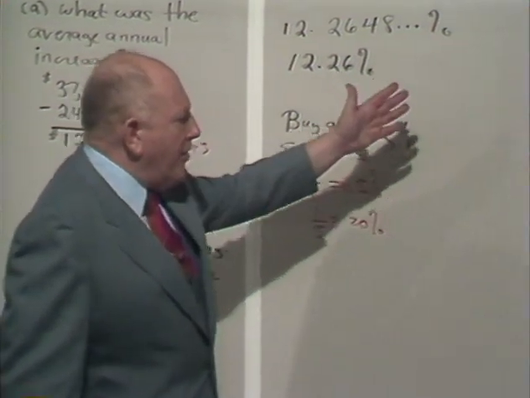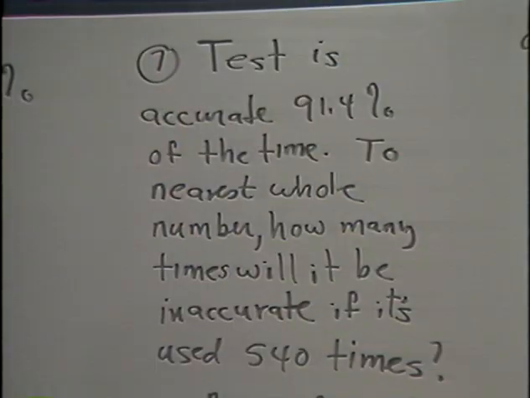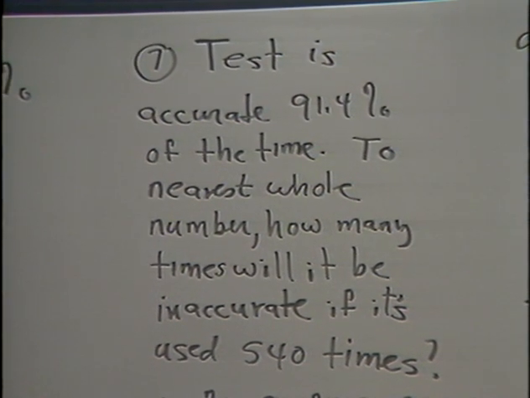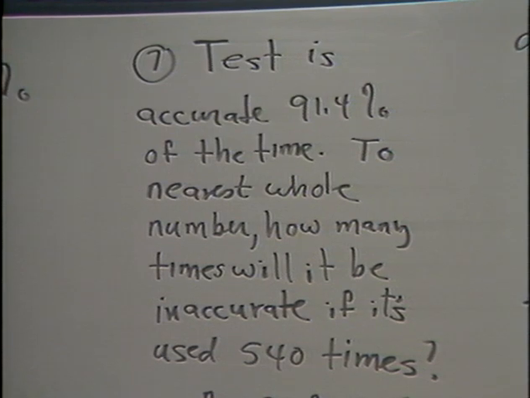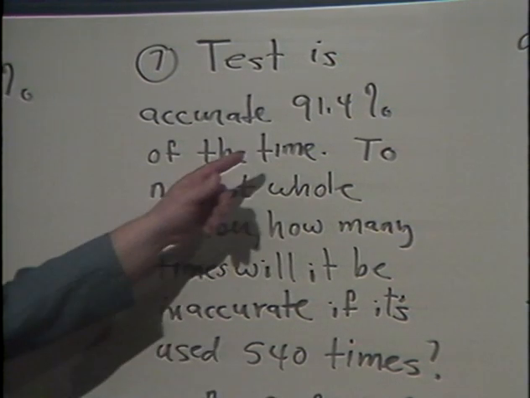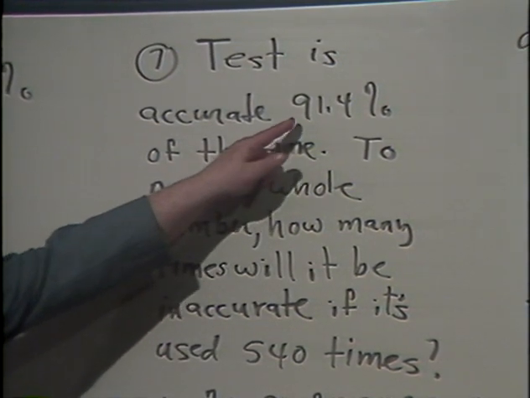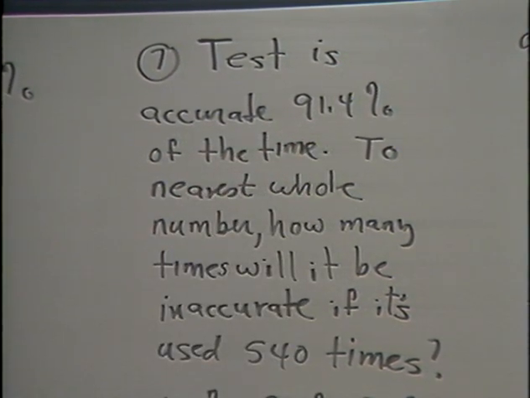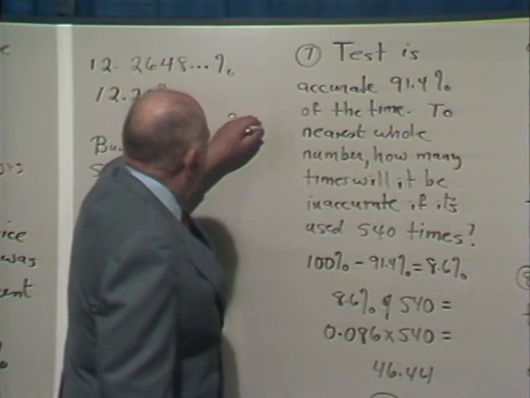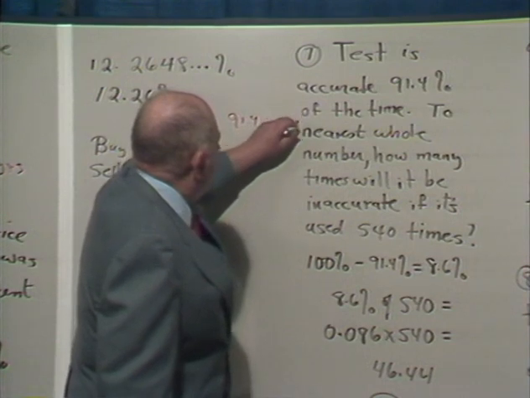And now here's another problem, almost like the eye test with the soldiers, but stated a little bit more in terms of what we find in quality control. A test is accurate 91.4% of the time. In other words, statistically, over a long period of time, we've found out that this test, by the way, what does it say in terms of whole numbers? 91.4% means 91.4 per 100.